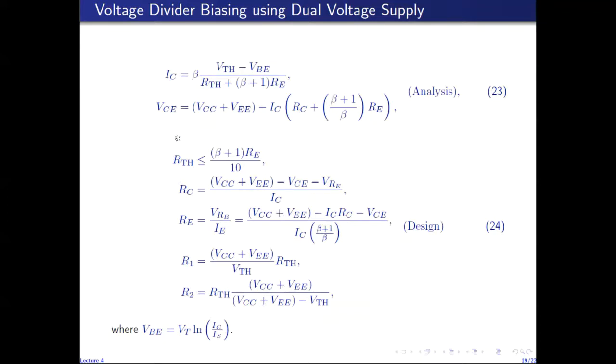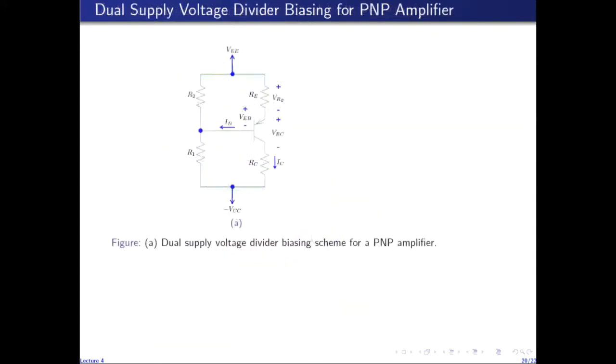So I want you guys to derive these equations yourself. It's best if you derive these equations yourself in order to get a better idea. This circuit here shows the dual supply voltage divider biasing network for the PNP amplifiers. All of the biasing schemes that we have discussed can be applied to PNP amplifiers as well. So I am going to apply only this biasing scheme to PNP. You can apply the other biasing schemes yourself.